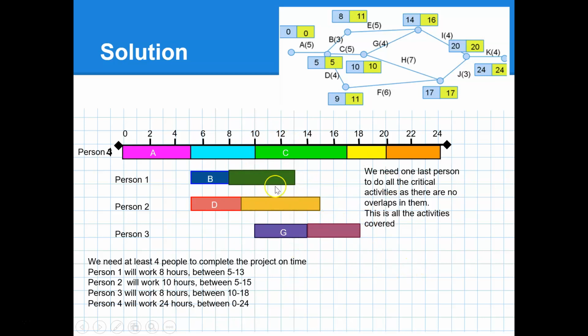But because all of these overlap, if a supervisor was to come between the 10th day and the 13th day, for 3 days, he'd see all 4 workers going, and he would be able to get around and see how they're going with the project. So if you were asked when would be a good time for the supervisor to visit, you'd say between day 10 and day 13, because that's when all 4 workers will be on the work site.